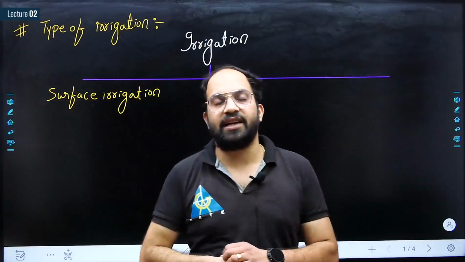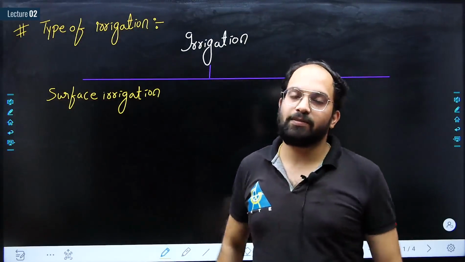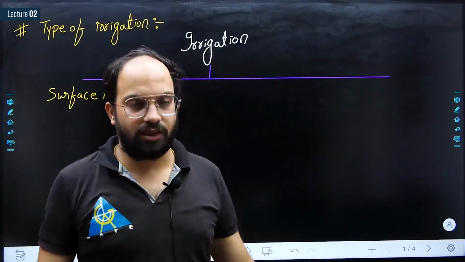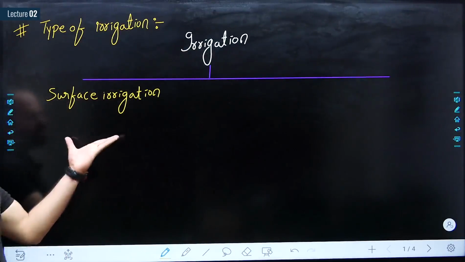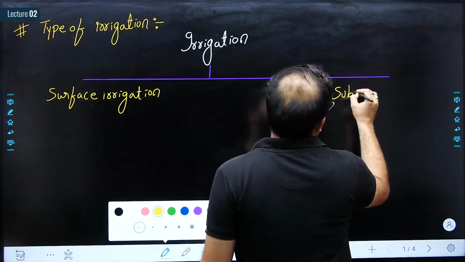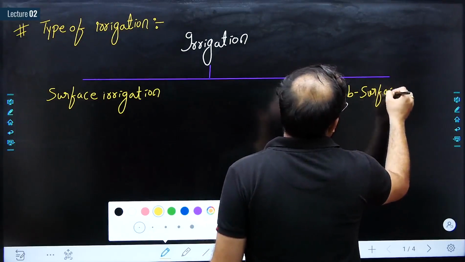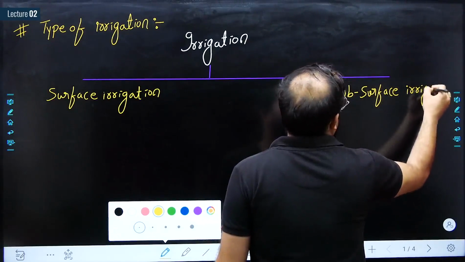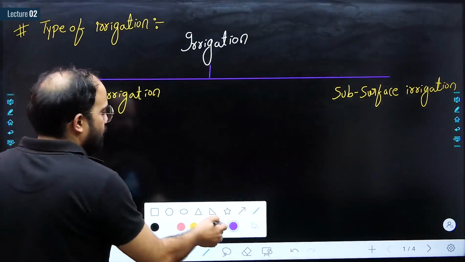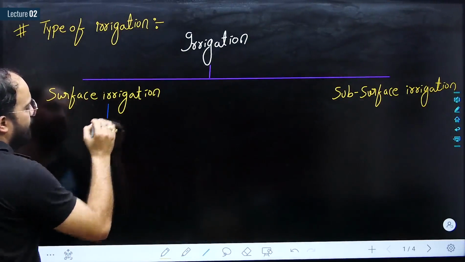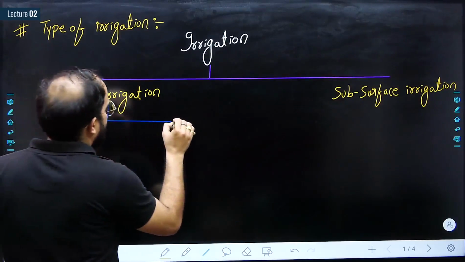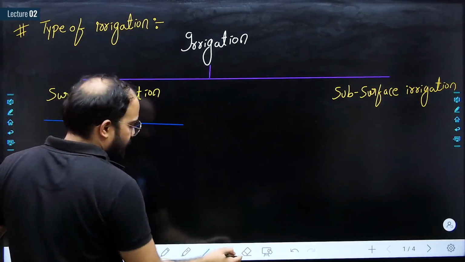When we irrigate the field by surface means, by means on the surface of the soil we are supplying the water. If we are supplying the water on the surface of the soil, that is called surface irrigation, and if I supply the water under the surface, that is called subsurface irrigation. So these are two types of irrigation. No need of definition for that. After this I can say that there will be two types of surface irrigation.